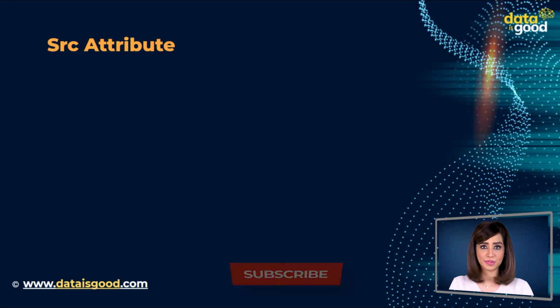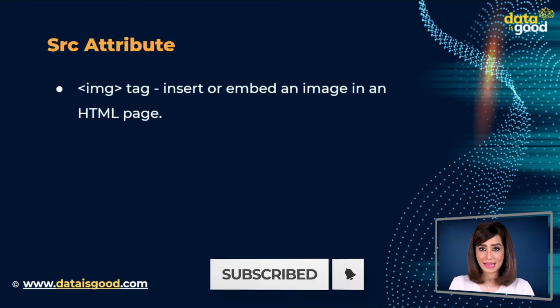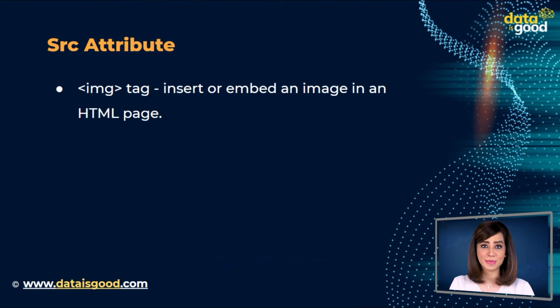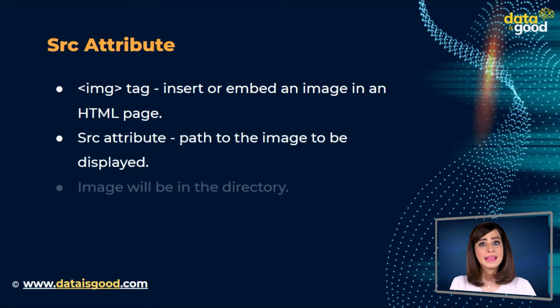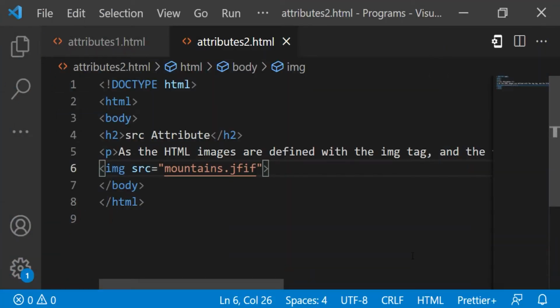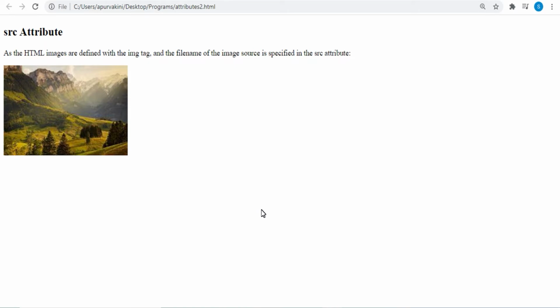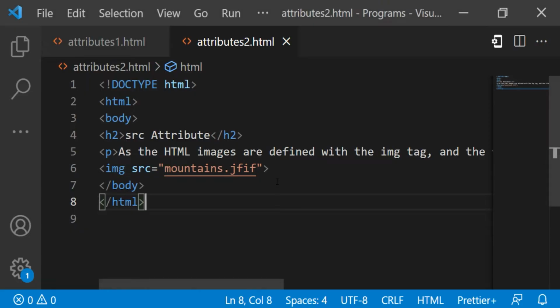src attribute. The image tag is used to insert or embed an image in an HTML page. And the src attribute specifies the path to the image to be displayed. The example refers to an image that's located in the directory. The code would be as follows. Let's save this file and run it. As we can see, the image is on the screen.